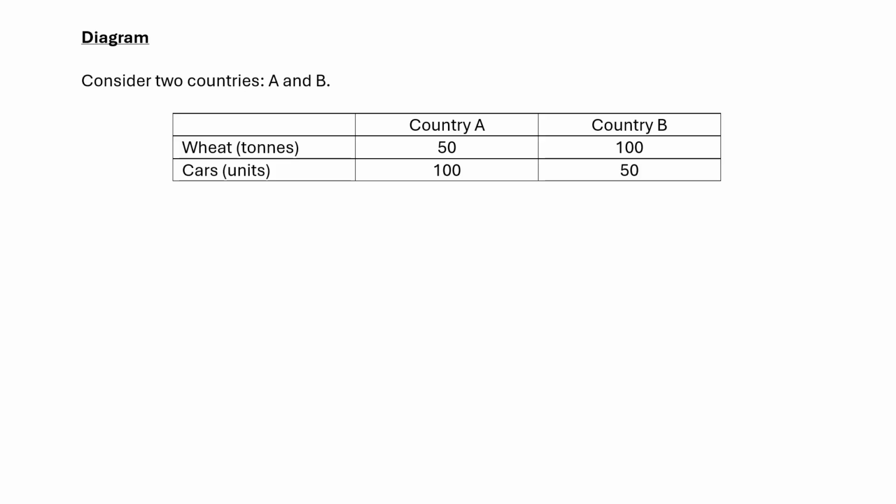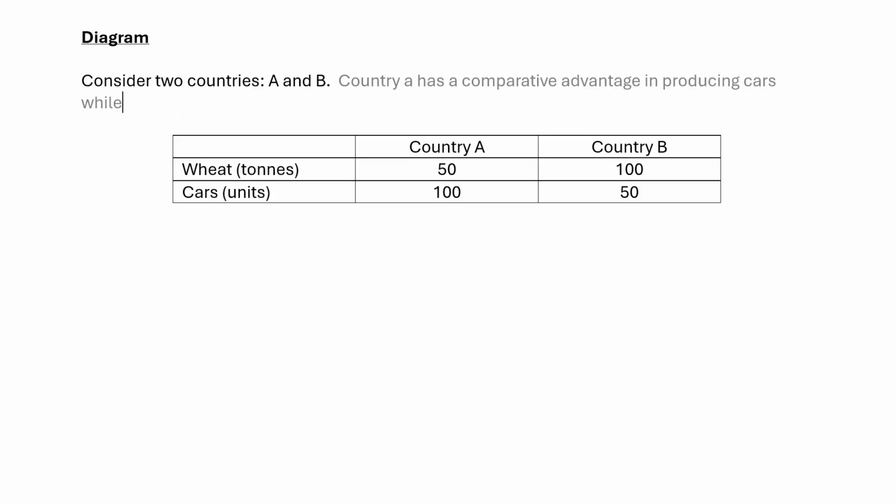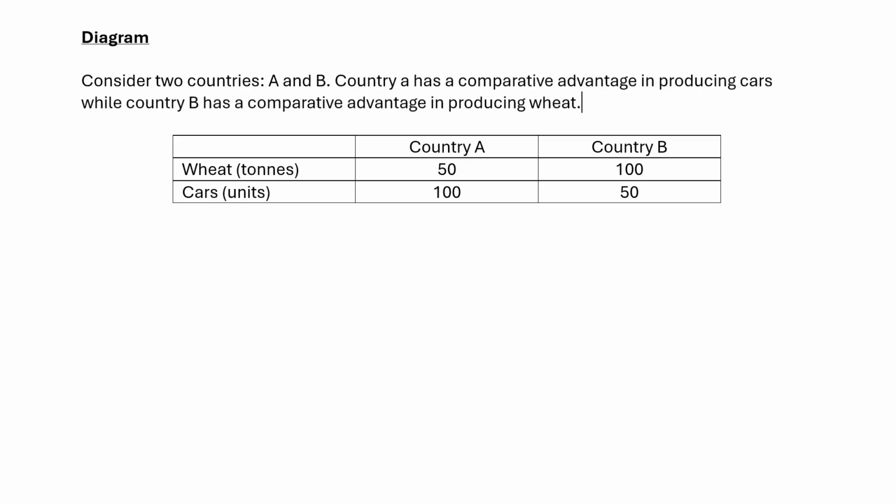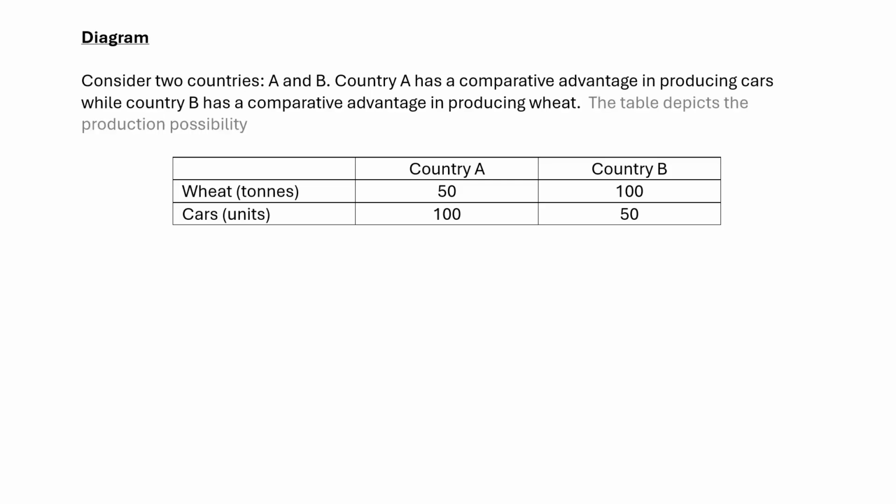Country A has a comparative advantage in producing cars, while country B has a comparative advantage in producing wheat. Let's fix this up a little bit. The following table depicts the production possibilities for each country in a given period.